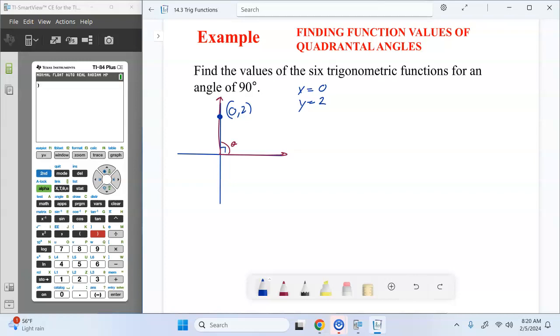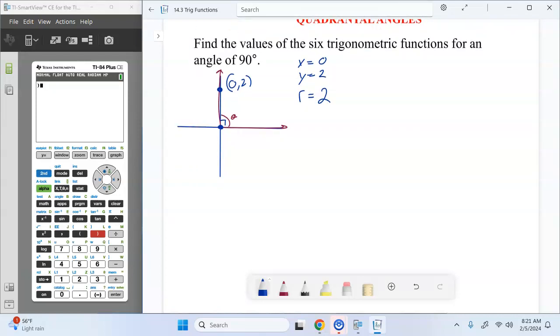So we still need our radius. Well, how far is that point from the origin? 2. 2 units up. 2 units away. Our radius is 2. So we don't need to draw a triangle when we're on the axis. We call these quadrantal angles. They're on the axis. And we can't draw a triangle with a quadrantal angle. But we can still write our ratios. Sine is y over r. What's y? What's r? So if we're doing y over r, 2 over 2 reduces to what? 1.